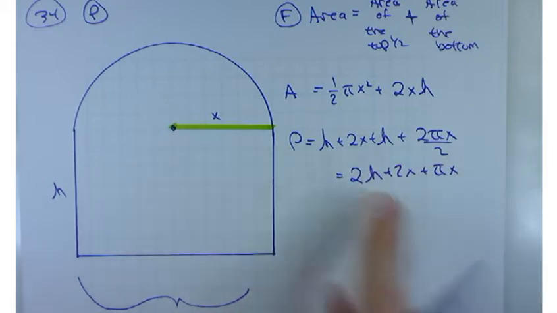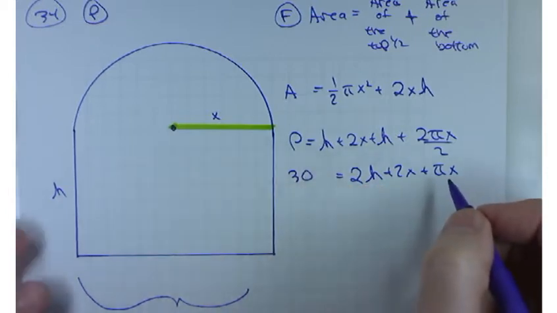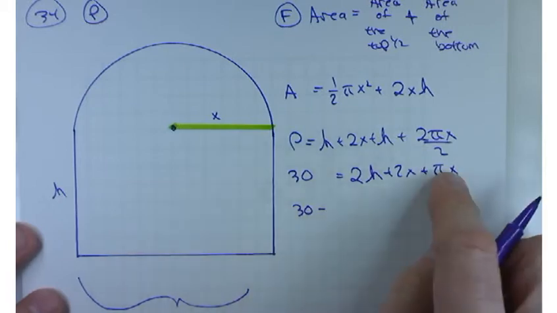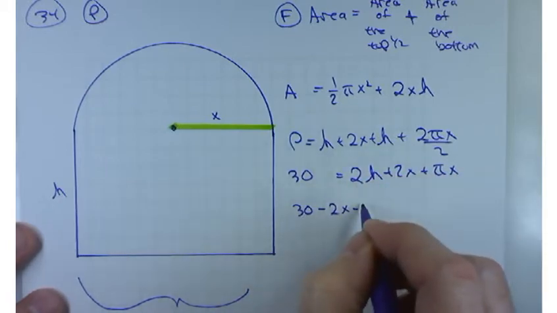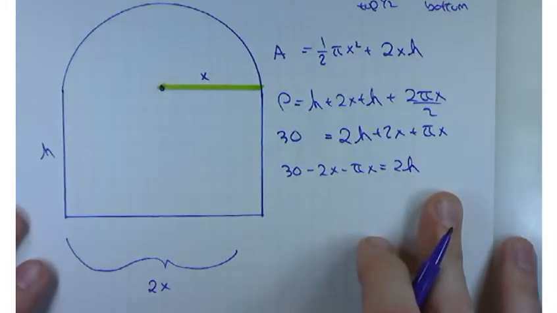And that perimeter is fixed, right? What's that perimeter equal to? 30. So let's solve for h. That means moving this term and this term to the other side. So 30 minus 2x minus pi x equals 2h.